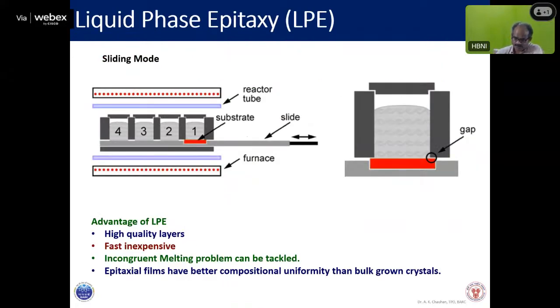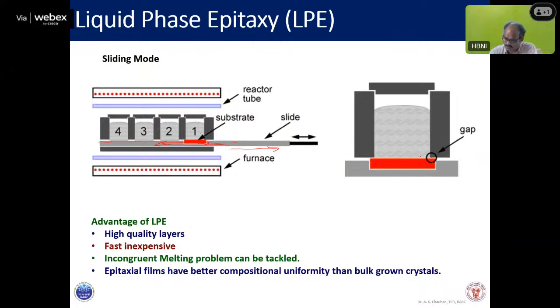And then there is a third mode, which is sliding mode, in which suppose you have a substrate, and then you place a solvent here, and then slowly you keep on sliding this part from this way to this way, and in both directions. So every time it comes in contact with this solvent, you get one layer deposited, and then it's like this. So you have a gap here.